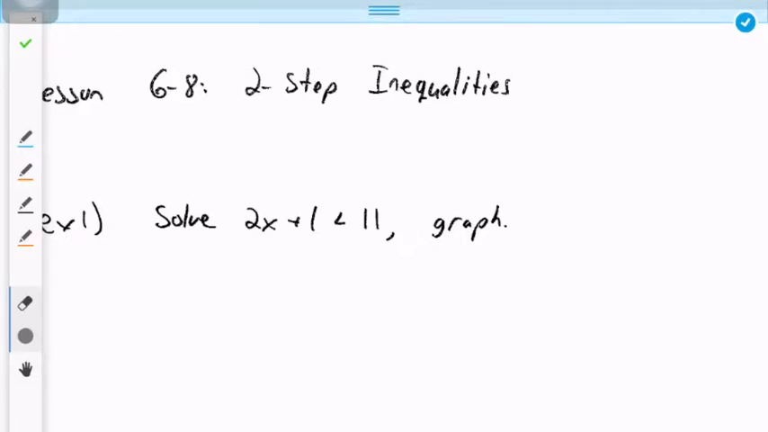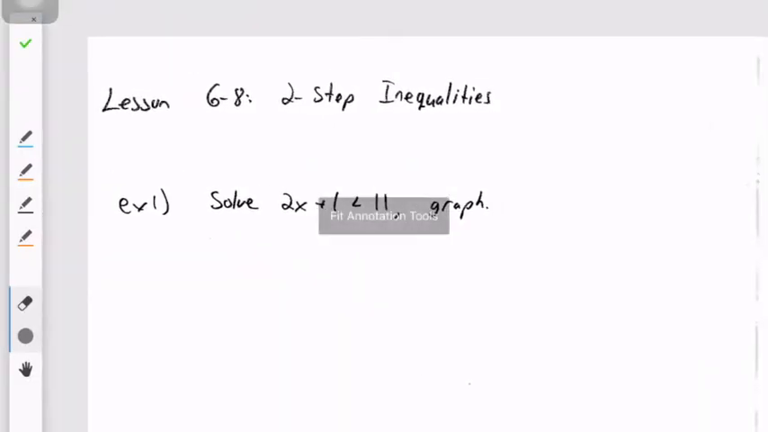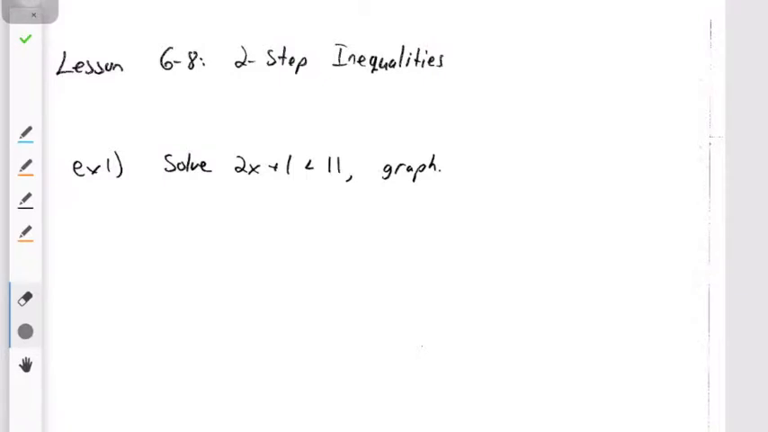Alright, so today we're going to be talking about Chapter 6, Lesson 8. This is all about looking at two-step inequalities. So when we're looking at two-step inequalities, what we want to do is solve them exactly the same as when we're dealing with two-step equations. So let's get started here.